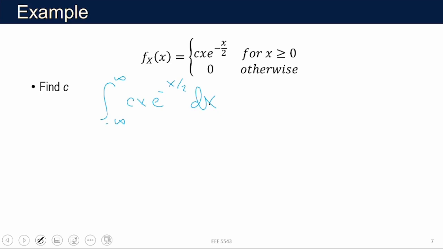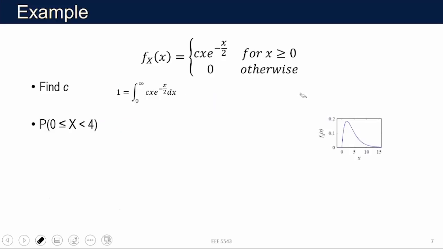And in fact, we're not actually integrating from negative infinity to infinity, but we're integrating from 0 to infinity, because otherwise our function is defined as 0. And if we do this integral, we'll get some value. And we set this equal to 1. As you can see, this requires doing integration by parts. So you should review that material and get comfortable with it.